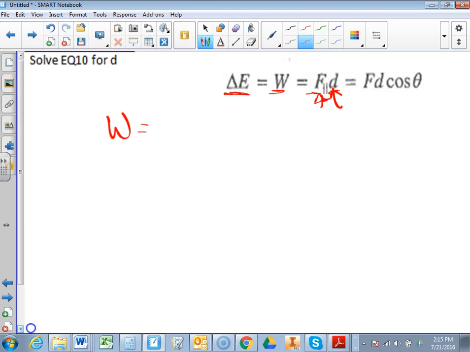Another way of writing that whole parallel situation is to use the cosine, but none of that is anything you need to worry about, because we're just worried about the algebra right now. I'll teach you the physics this year. So we're going to start with work done is equal to F times D times cosine theta.